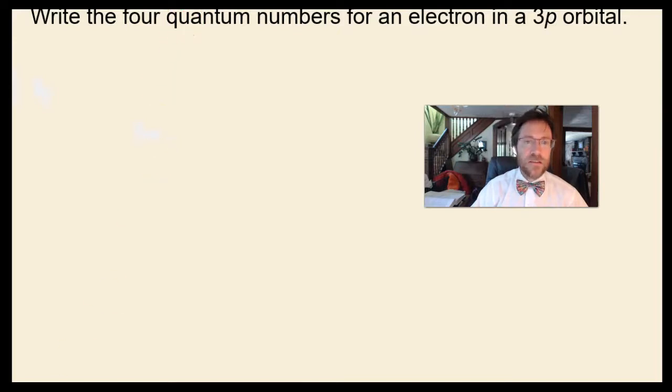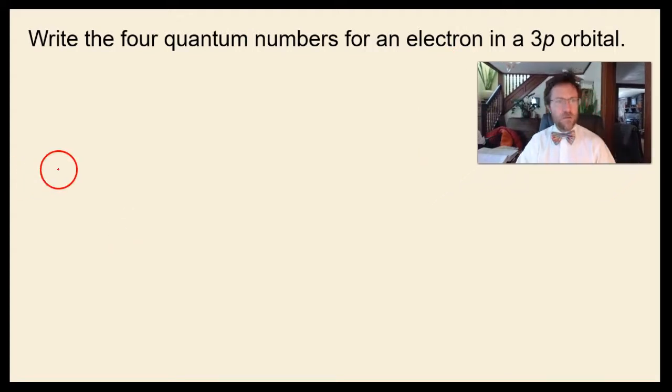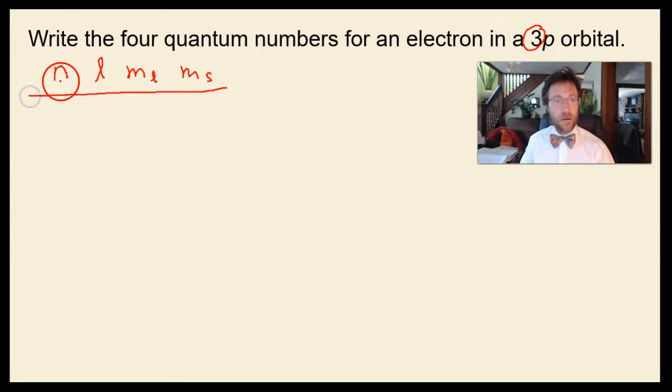All right, so here, let's do this one. Write the 4 quantum numbers for an electron in a 3p orbital. Okay, so 4 quantum numbers for any electron in a 3p. The 4 quantum numbers are n, l, m sub l, and m sub s. This right here, that's our n. So there's 3.